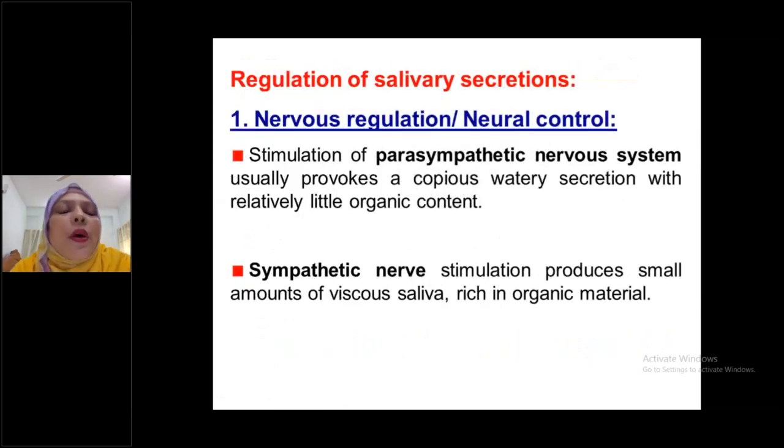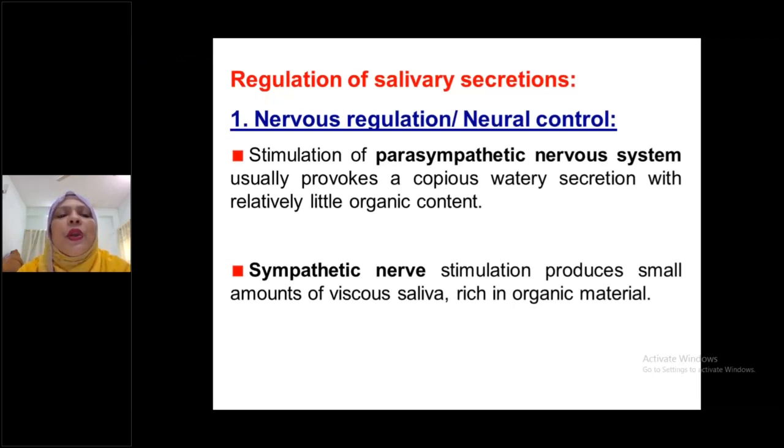Now, regulation of salivary secretion. This is very, very important written question. This question came several times in your first prof exam, and this question is very important for your coming first prof exam, very important SCQ question and also written question. Okay, regulation of salivary secretion, you have to write down like this way.